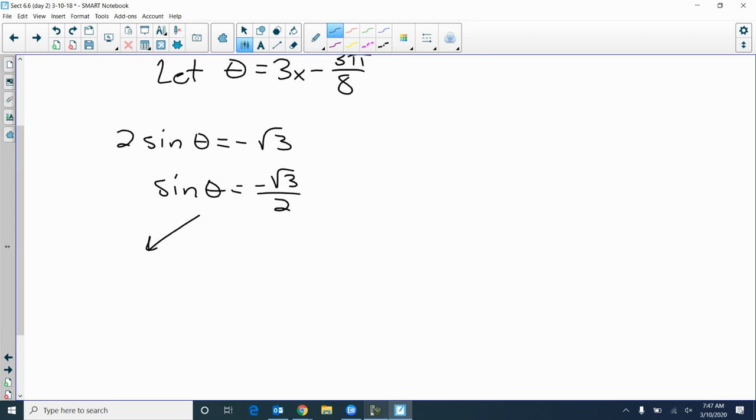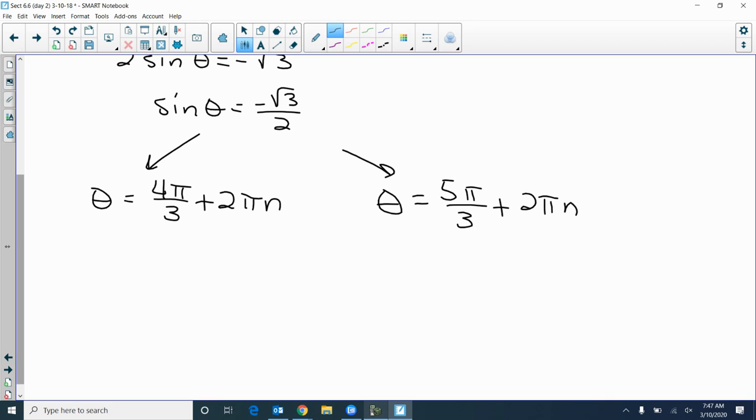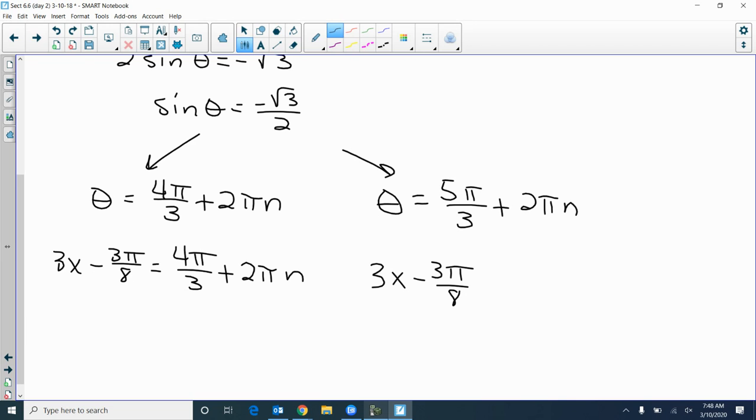So theta equals 4 pi over 3 plus 2 pi n. And then your other answer is theta equals 5 pi over 3 plus 2 pi n. Those will be two distinct sets. Go ahead and substitute back. What was the original one there? 3x minus 3 pi over 8. So 3x minus 3 pi over 8 equals 4 pi over 3 plus 2 pi n. Same thing over here. 3x minus 3 pi over 8 equals 5 pi over 3 plus 2 pi n. I'll just work one at a time.